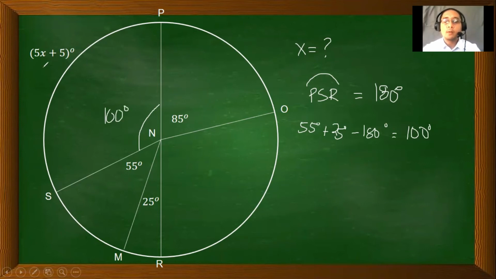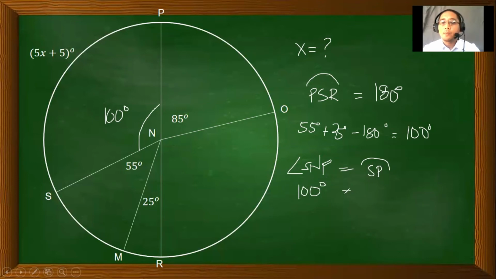So we can directly now solve the SNP. If we go back to the central angle theorem, angle SNP is equivalent to arc SP. So all we need to do is substitute its given value. So substitute the value of SNP, which is 100 degrees, which is equivalent to the measurement of arc SP, which is 5x plus 5.